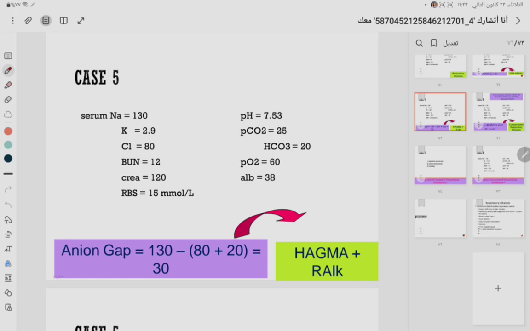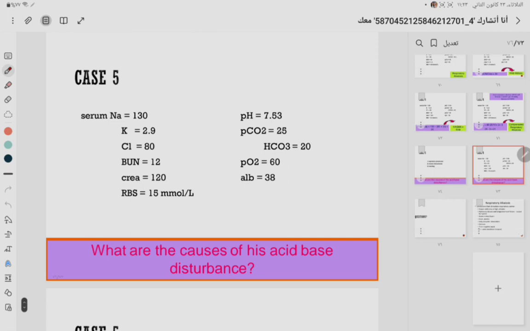Anion gap here, 130 minus, it's a wide anion gap. So we have wide anion gap metabolic acidosis plus respiratory alkalosis. So it's not just compensated. Next.